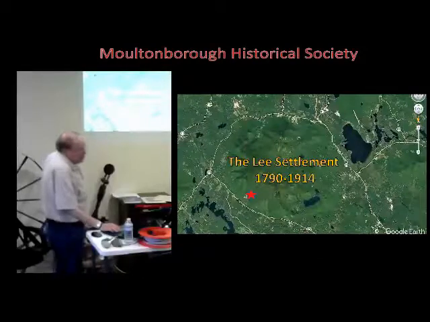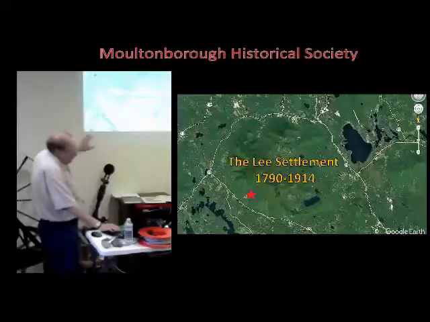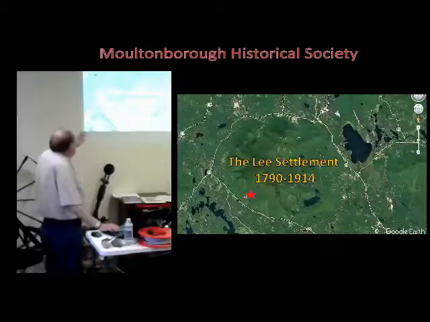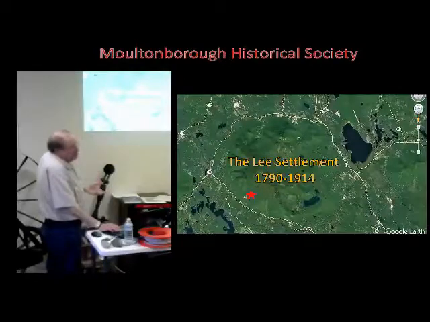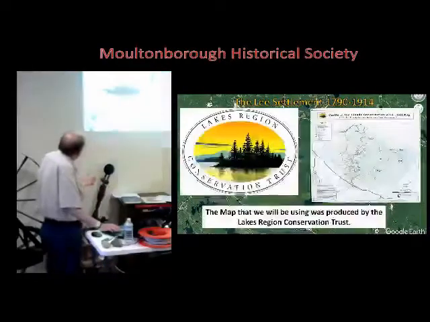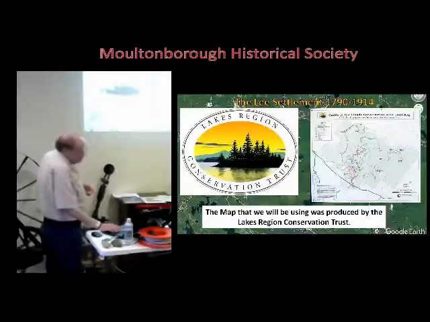Now we come back to our side of the mountain, the Lee settlement. I'm not going to go heavy into the history of each one. I just want to show what they look like and what they look like now, basically. The maps I used were provided by the Lakes Region Conservation Trust. You can buy maps of the whole area, and it shows where most of the cellar holes are.